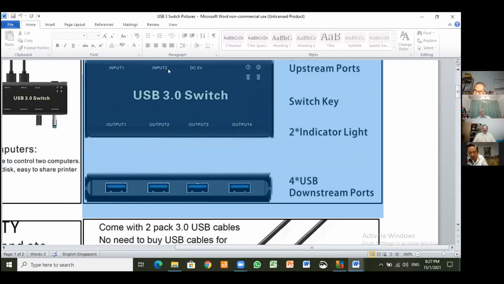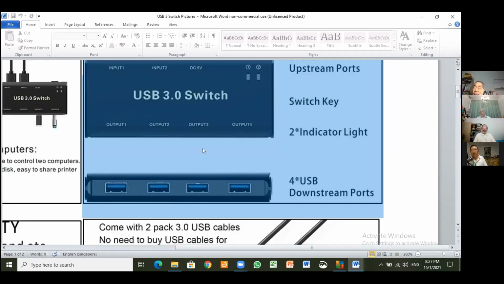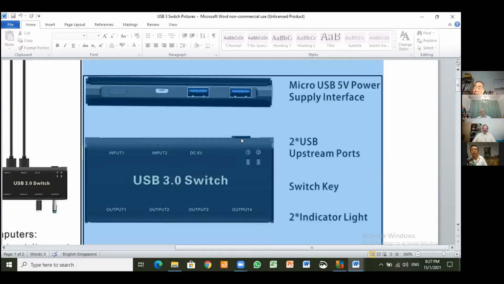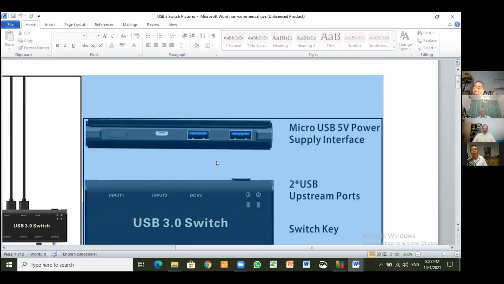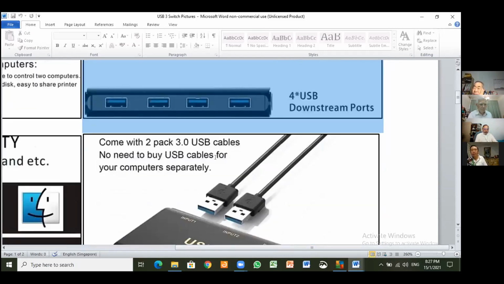So when you switch, you can switch the device. For example, here at output 3, you connect one USB. Then when you push the switch here, this first PC can switch to another PC. You don't need to plug and unplug. Something like that. Okay, I hope we understand. Now, this is what it means.